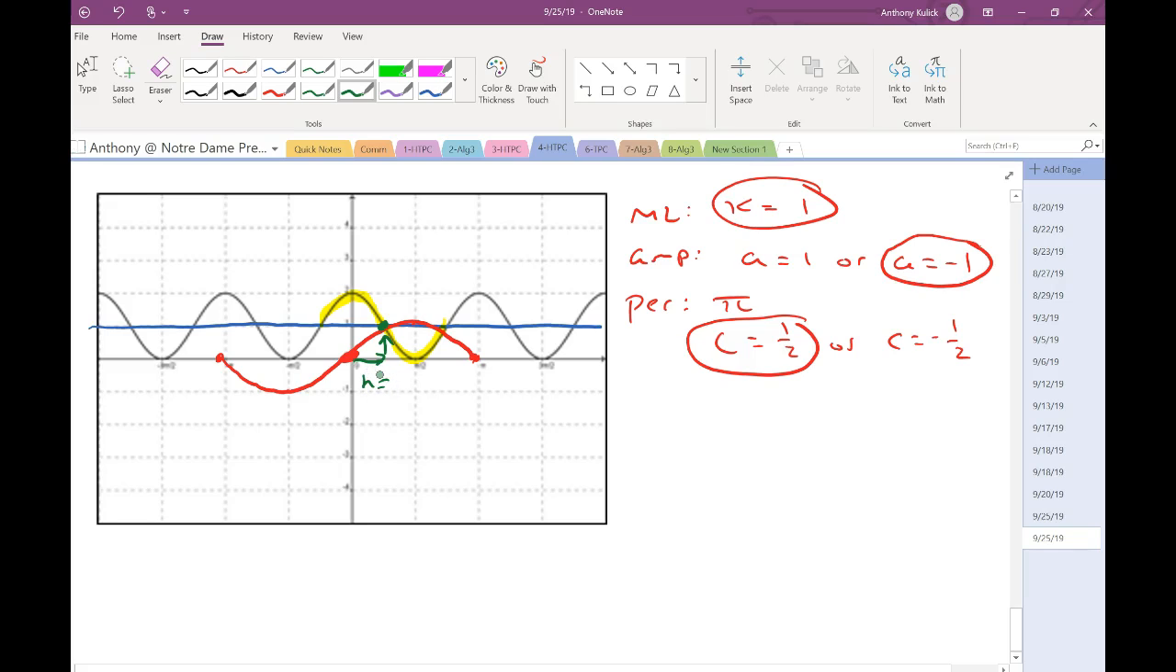So if I look at the scale here, this number is pi over 2. That looks like half as much. Do you guys agree with that? What's half of pi over 2? Pi over 4. So I'm going to say y equals negative sine of 1/2 x minus pi over 4, since we're going to the right.